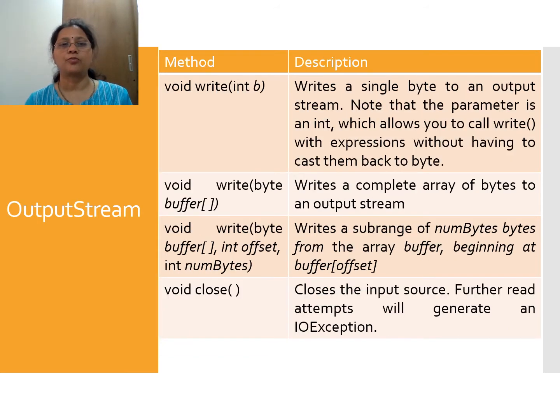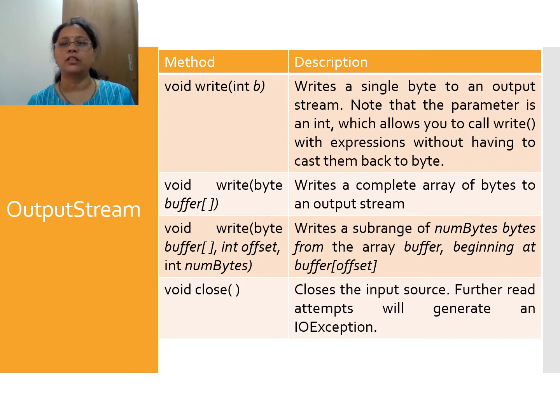The OutputStream class from byte stream is an abstract class that defines streaming byte output. Here, the write method is an overloaded method. First write method takes a single parameter, which is of type integer. Second write method also has a single parameter, which is an array, and the third write method takes three parameters. First one is array, second is offset, and third is number of bytes.